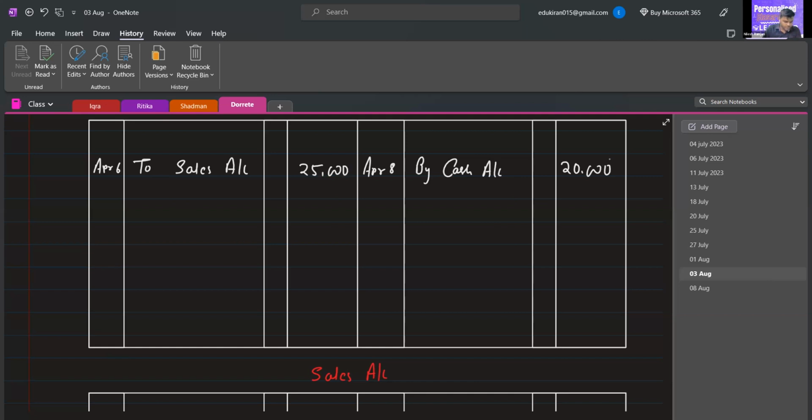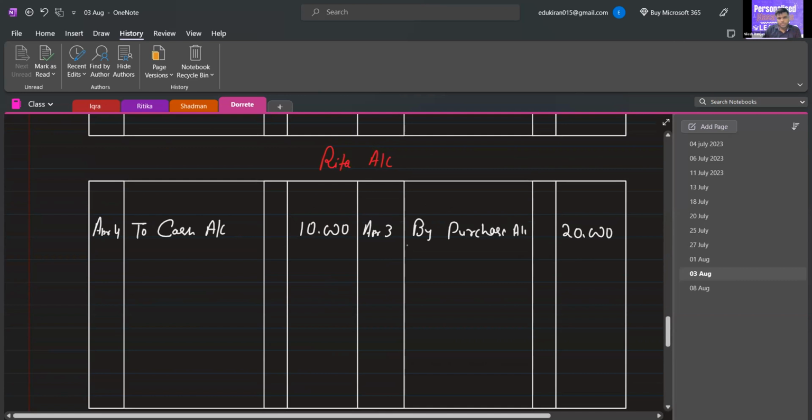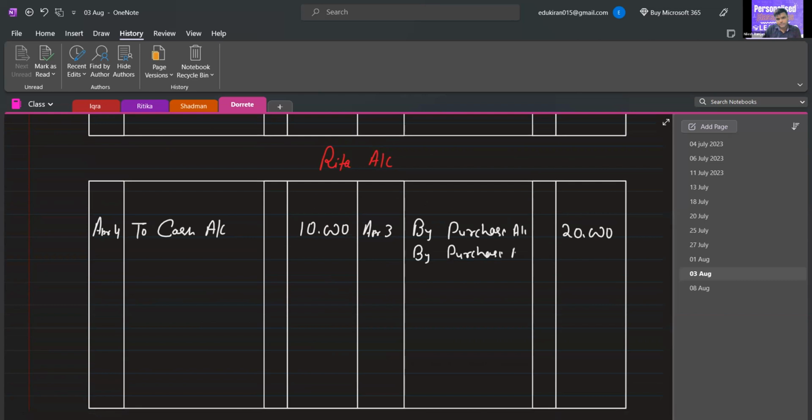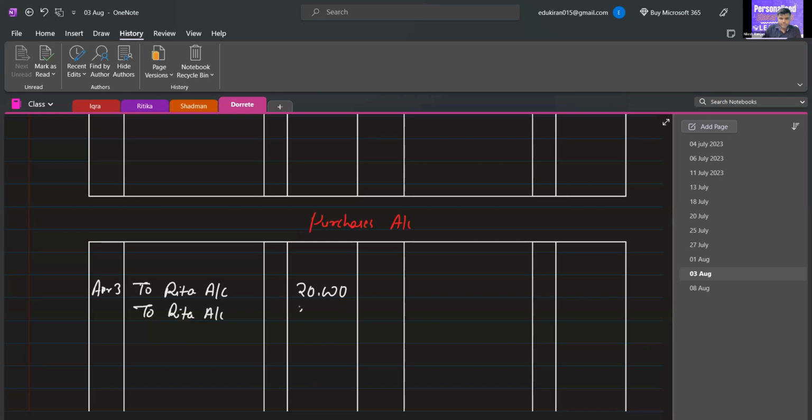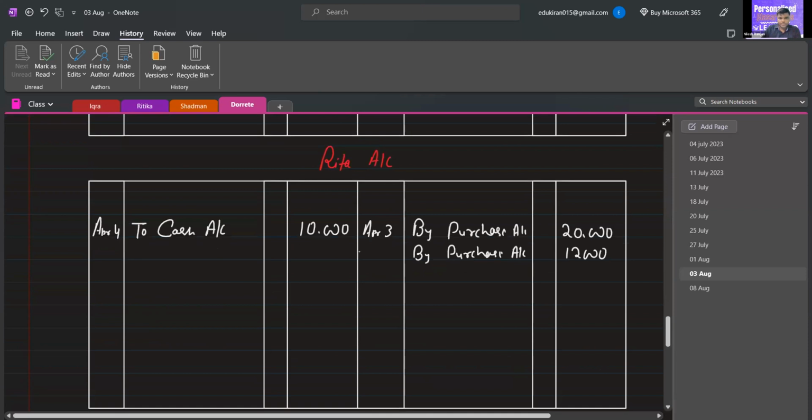Next is goods purchased from Rita. Okay. So again, goods purchased from Rita. So by purchase account, 12,000. And in purchase to Rita, 12,000. It is April 12. Is this clear? Yes, sir.